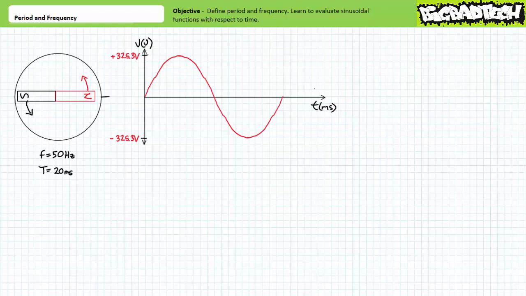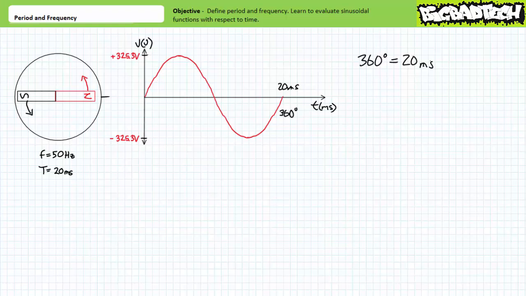Consider a generator with a 50 Hz frequency or 20 millisecond period. Assuming we start at our agreed upon reference in the far right hand side and travel in a counterclockwise direction, it would take 20 milliseconds to travel the full 360 degrees. This is the equivalency we seek. 360 degrees equals 20 milliseconds.